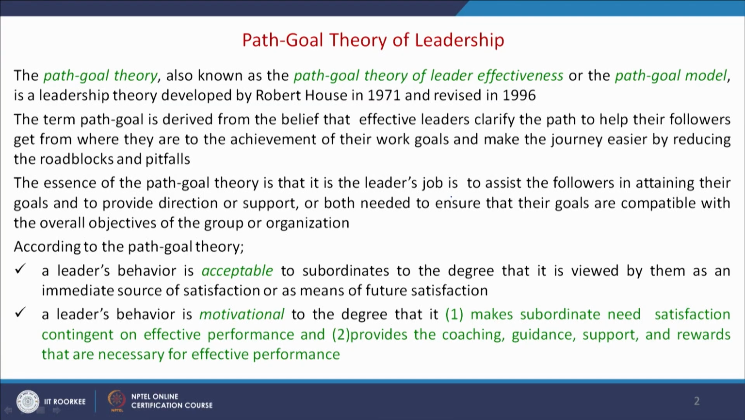That means the leader's behavior also focuses on the satisfaction of the employees. The other is that the leader's behavior is motivational to the degree that it makes subordinate need satisfaction contingent on effective performance. That means providing all the support and allocating resources in a way that the employees are satisfied, and at the same time the followers' performance is effective. It works both ways.